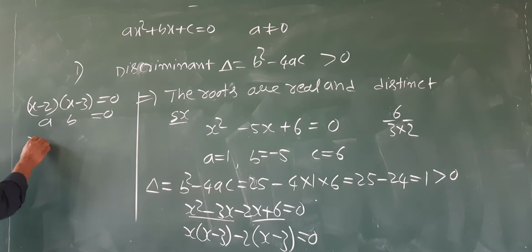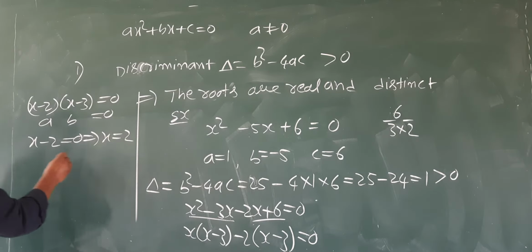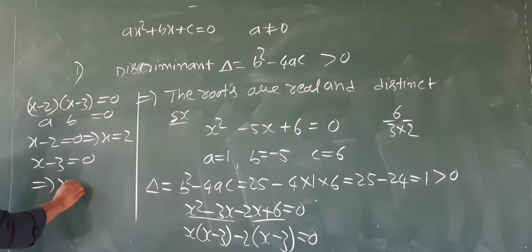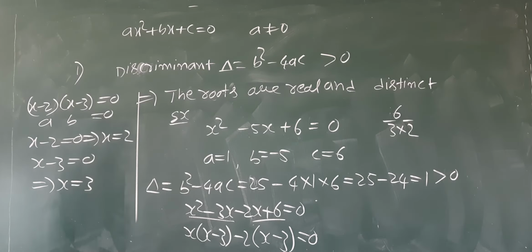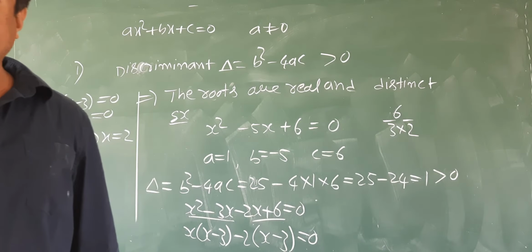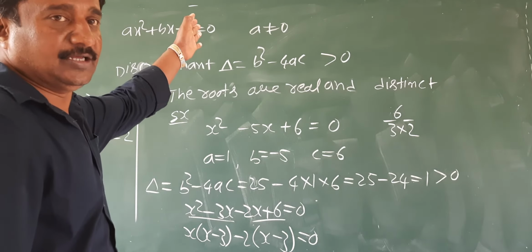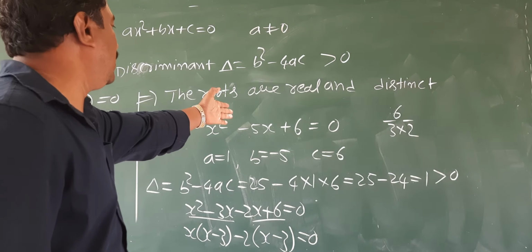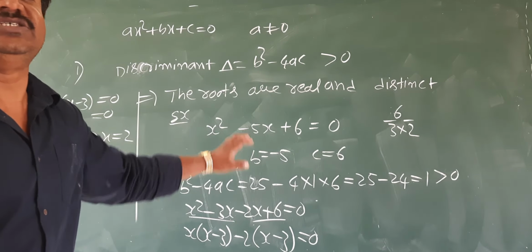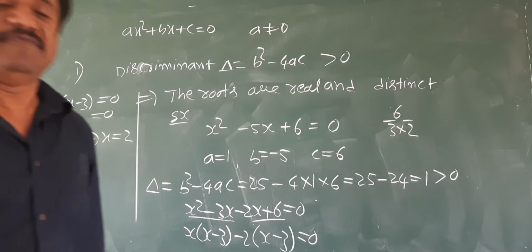x minus 2 equals 0, so that implies x is equal to 2. x minus 3 is equal to 0 implies x is equal to 3. We got two roots, 2 and 3. Whenever you have doubts, go for a verification. Substitute the roots in the quadratic and you will get 0, which makes LHS equal to RHS. I hope you people are understanding well, students.